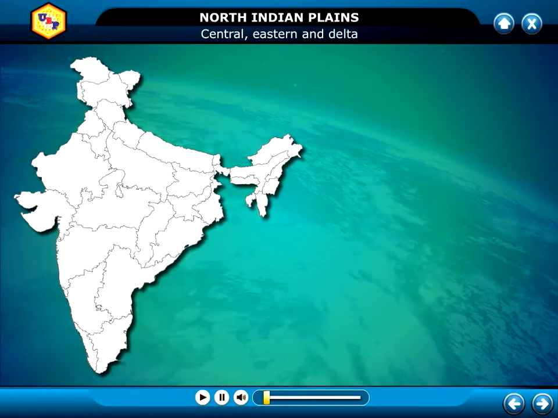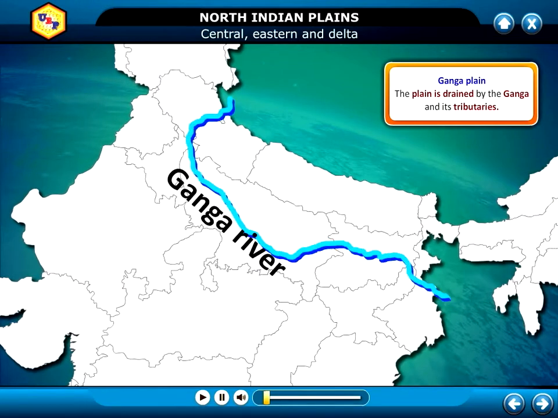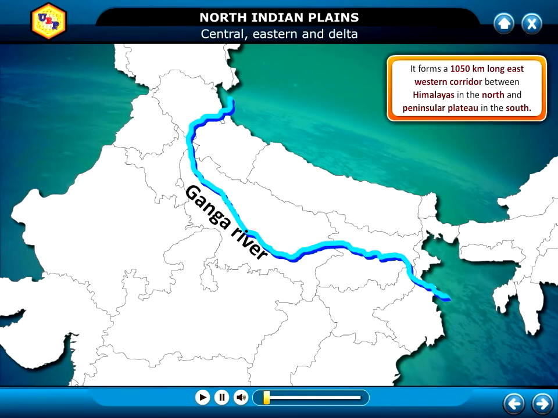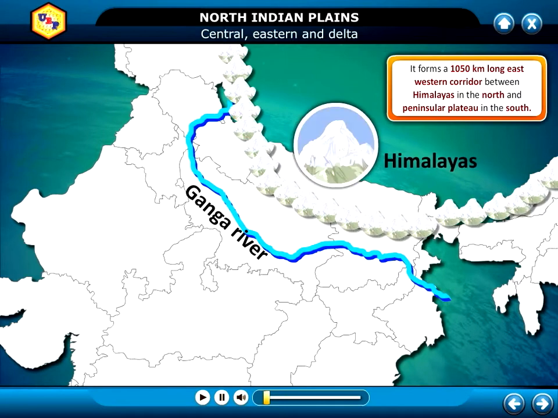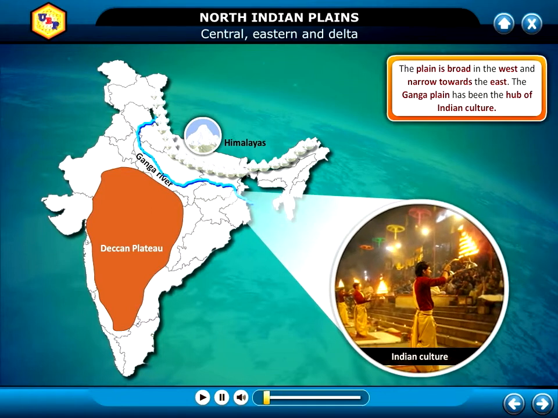Central, Eastern and Delta. Ganga Plain. The plain is drained by the Ganga and its tributaries. It forms a 1050 km long east-western corridor between the Himalayas in the north and the Peninsular Plateau in the south. The plain is broad in the west and narrow towards the east. The Ganga Plain has been the hub of Indian culture.